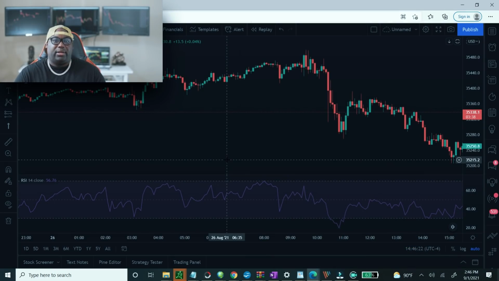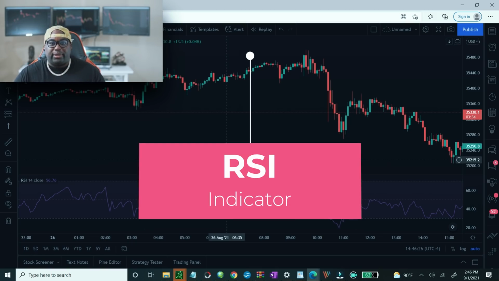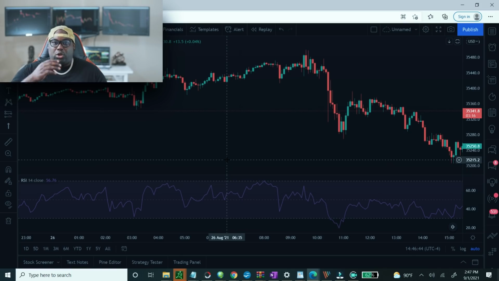So the last indicator you can use if you want to scalp the market is the RSI indicator, right? So right here, we're looking for a hidden divergence, meaning you're going with the trend and you're looking for the market to pull back, and you're looking for the RSI to either make a higher high or a higher low, okay? And you need price action to do the opposite. Let me show you real quick.